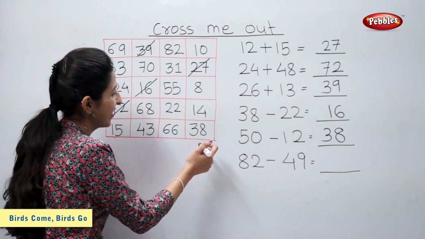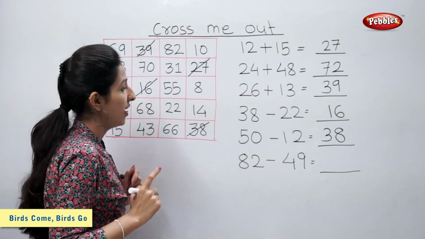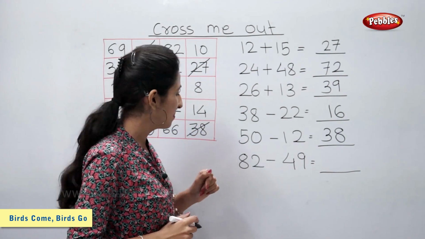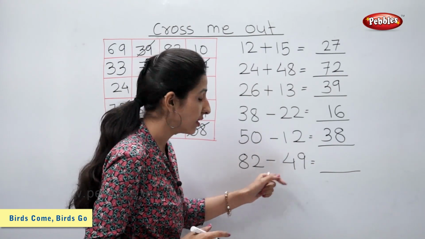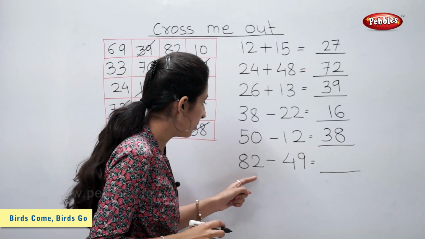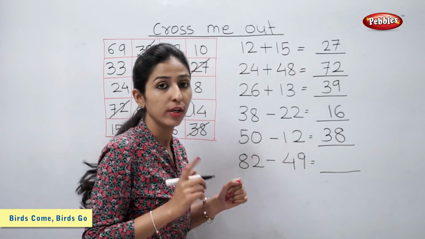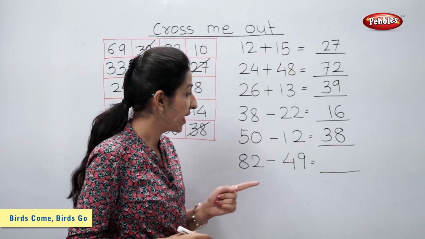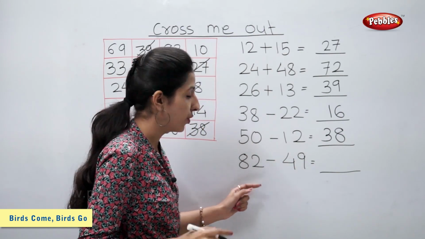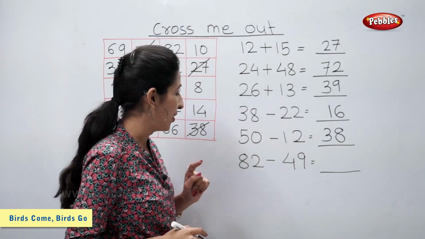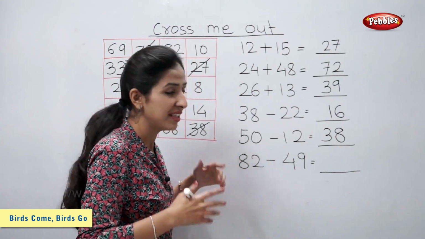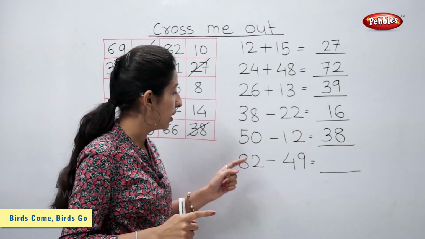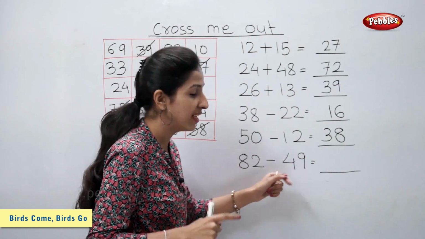Number 38. Let us solve this sum. 82 minus 49. So 2 minus 9. Students, we cannot subtract 9 from 2. So let us borrow. 8 becomes 7. 2 becomes 12. Now 12 minus 9 is 3.